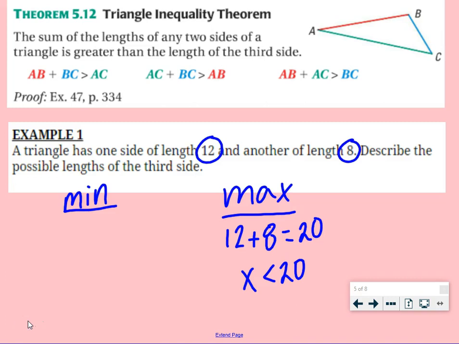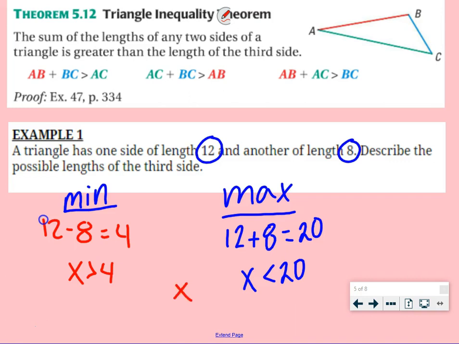Because the sum has to be larger, so 12 plus 8 is 20, so it can't be bigger than 20. We could have a side length of 19, but once we hit 20, the triangle would be no more. And then for the minimum, instead of adding the two sides, we'd subtract them. 12 minus 8 is equal to 4. So that is the smallest that side could be. So X has to be greater than 4 and less than 20.